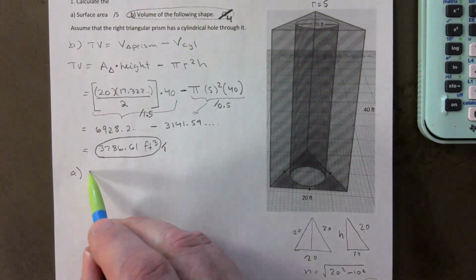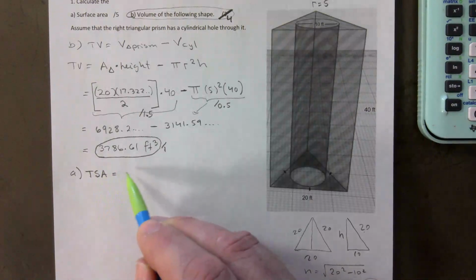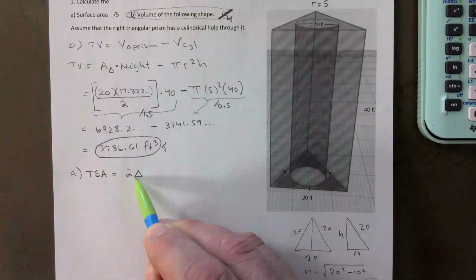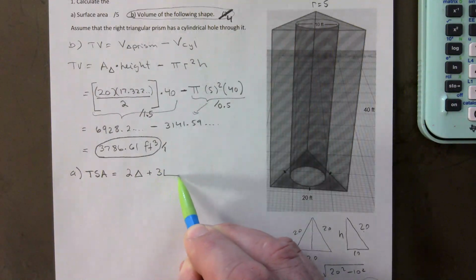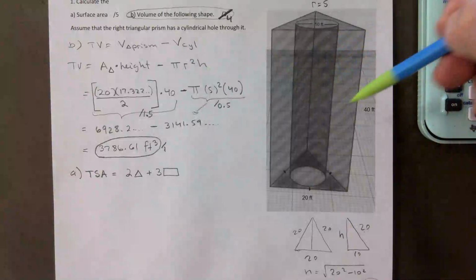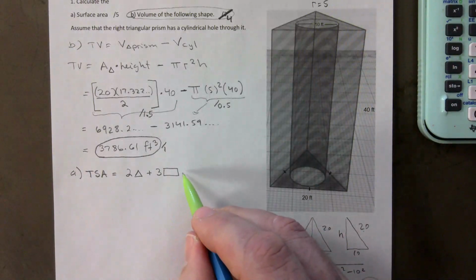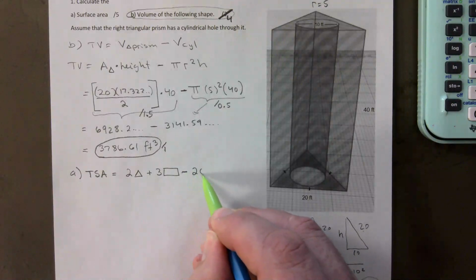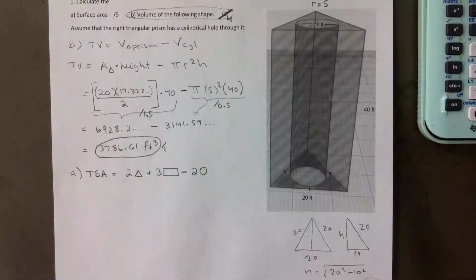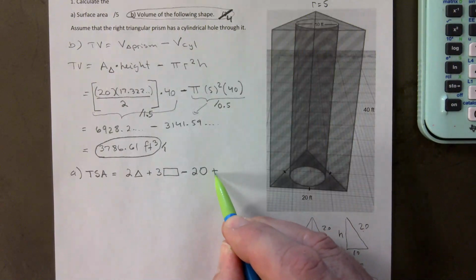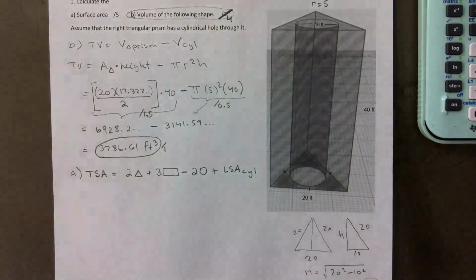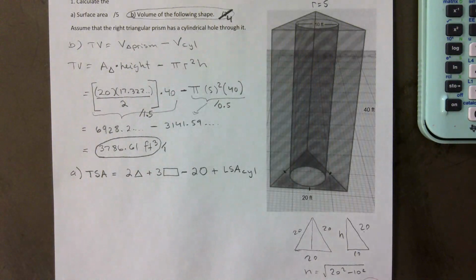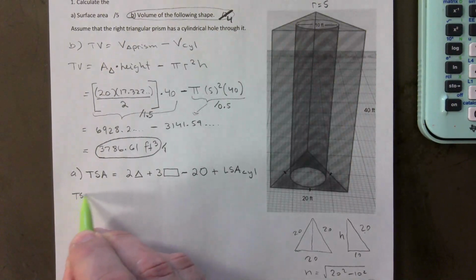And I will first say total surface area. I will go basically 2 triangles plus 3 rectangles. If you think of it, there's 3 rectangles all around here, minus 2 circles, because these circles are open, they're not a surface that is there, plus lateral surface area of the cylinder. And I don't really care how you write this out, but I think it's important to lay out your plan. Like, what are you going to do here?